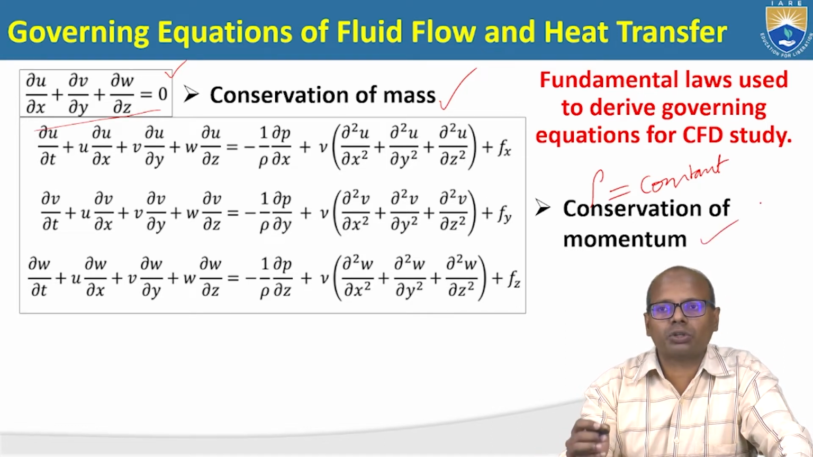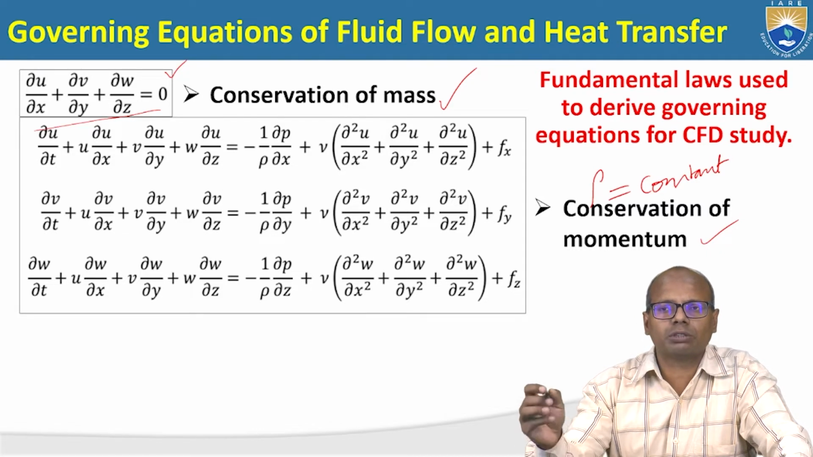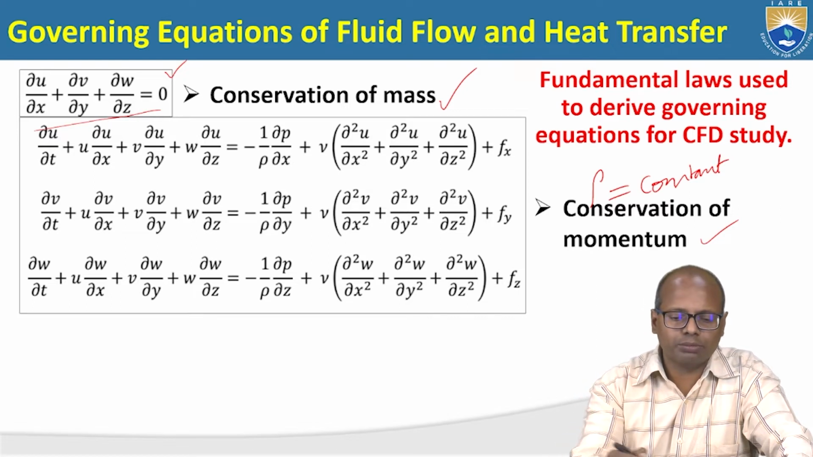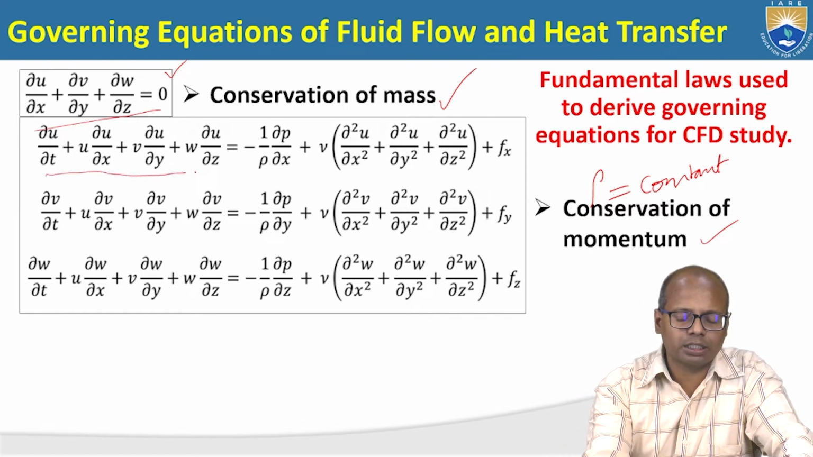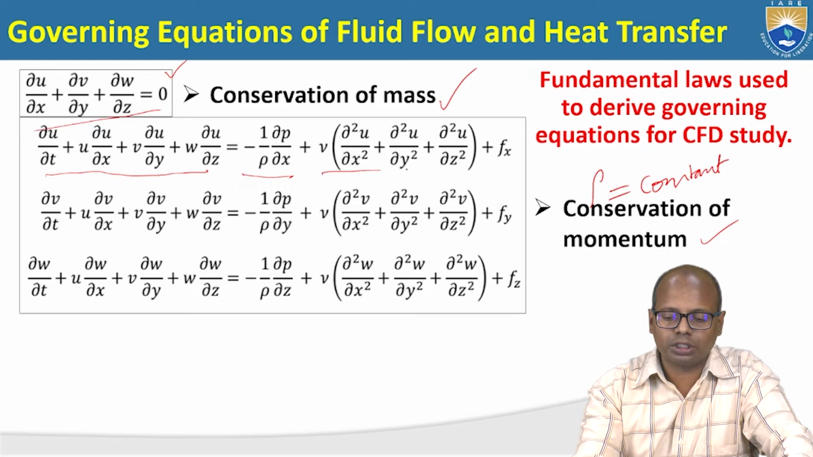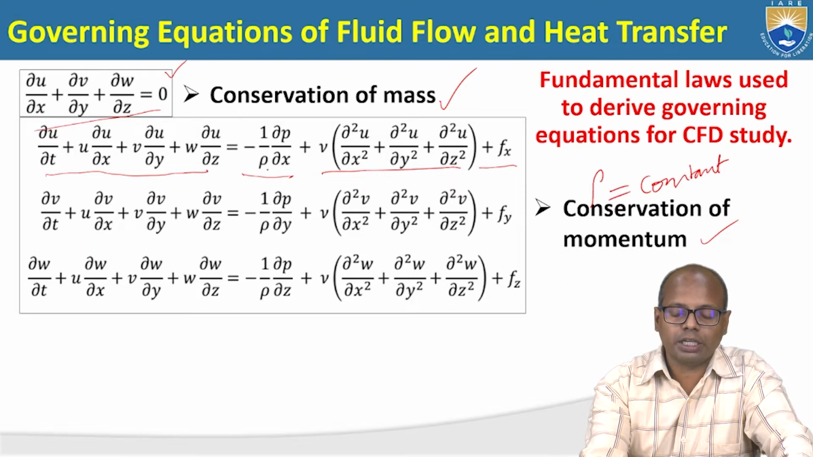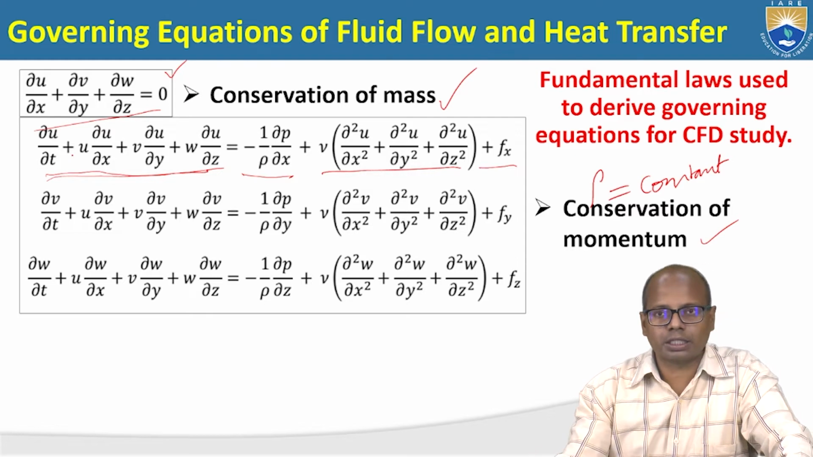The next law which is governing is the conservation of momentum. So the net force is equal to mass into acceleration. What is this momentum equation based on? It is based on Newton's law, which states that the net force is equal to mass into acceleration. So from that you can see here, this is the acceleration term, this is the pressure force, this is the viscous force, and this is the body force. So we have three forces which generally act on the fluids that are flowing, and the net force is equal to the mass into acceleration.